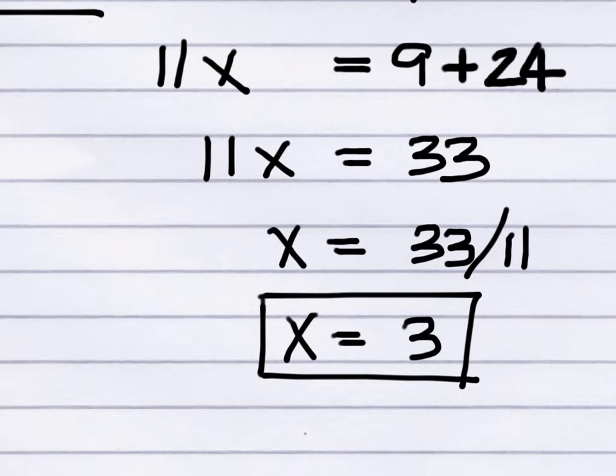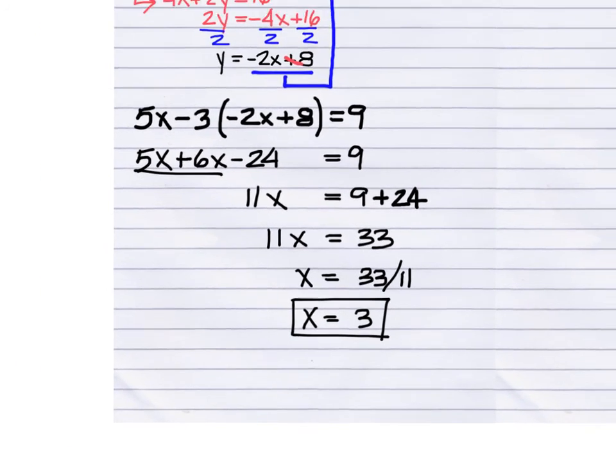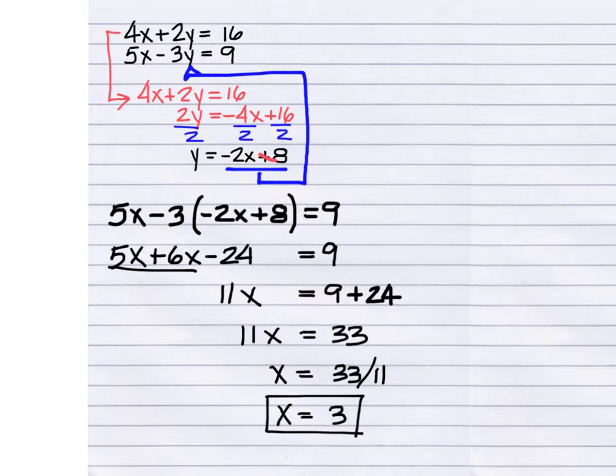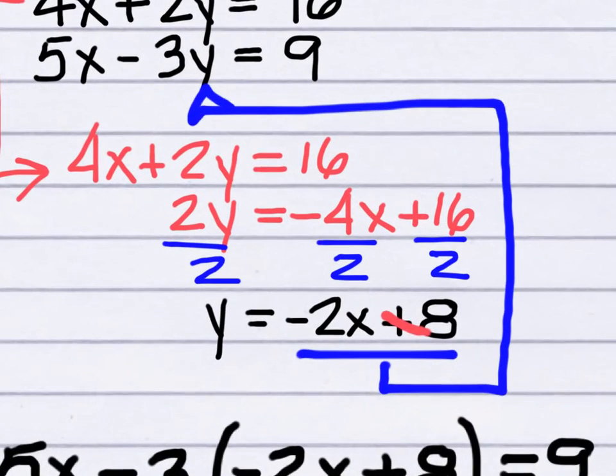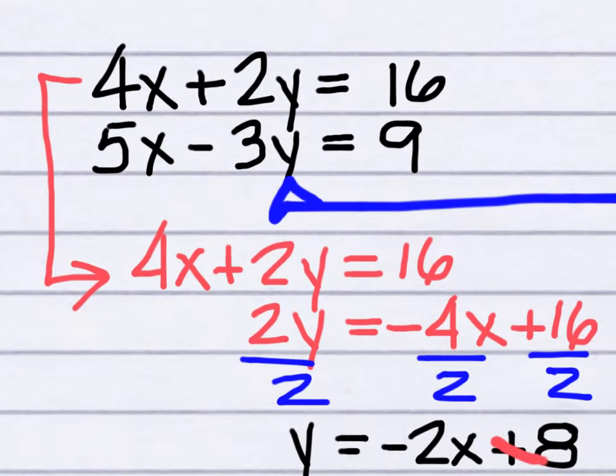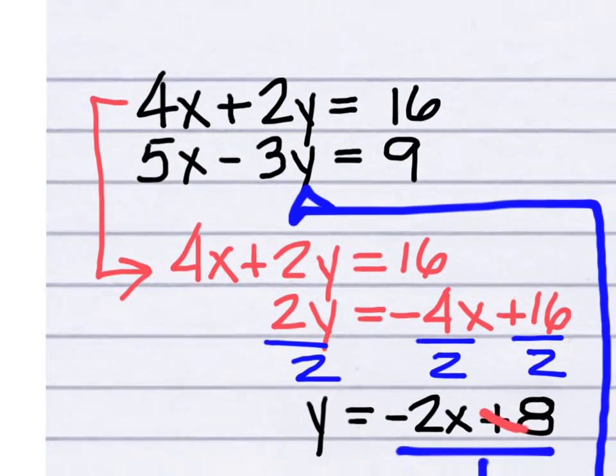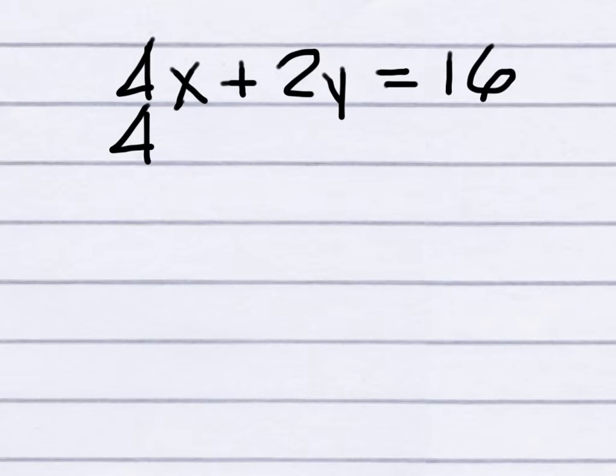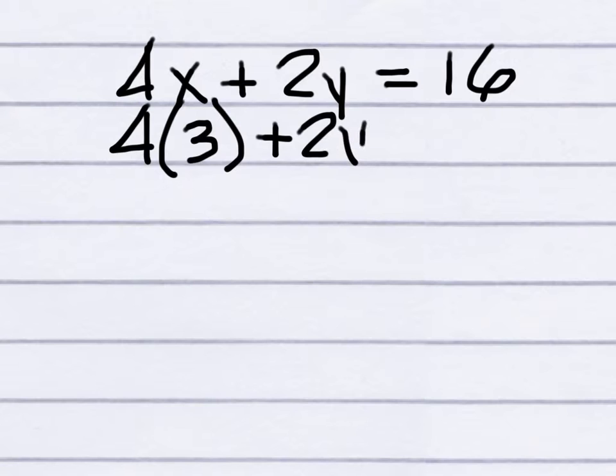If you turn in 3 for an answer, it will be wrong because there are 2 answers for a system of equations. So you have to go back and solve for y. We know that we solved for x and came up with a 3. So go back to your original set and choose either one of those. I am going to choose 4x plus 2y equals 16. And we know that x equals 3. So I put 3 in for x.